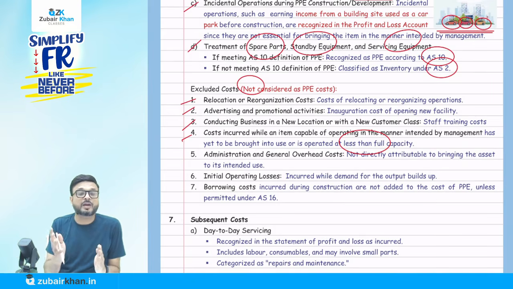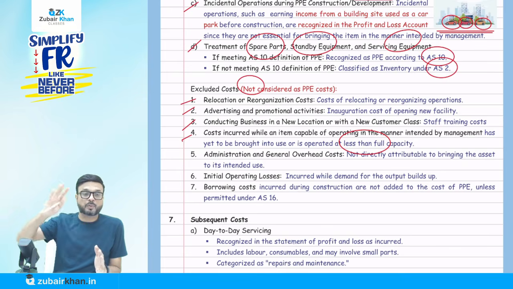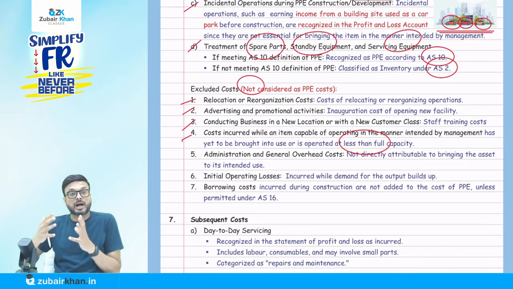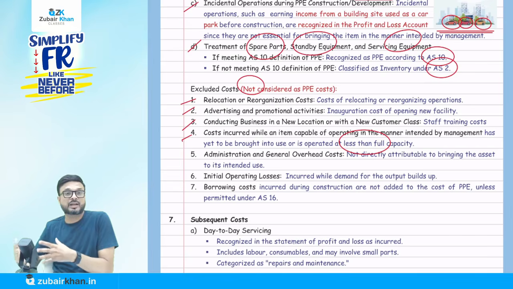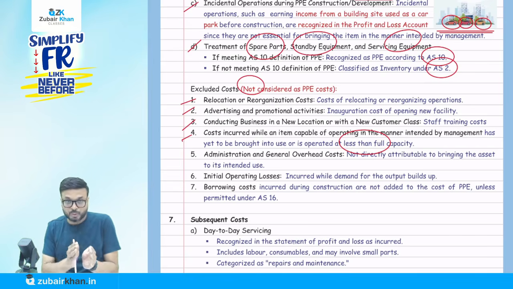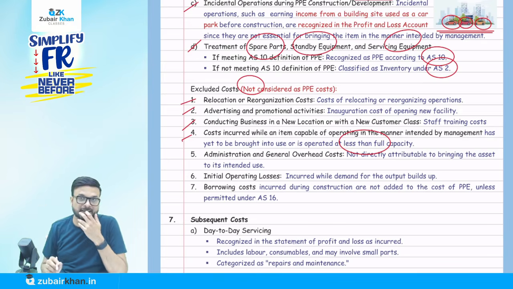After that, you cannot add any cost you have incurred to the cost of the PPE. Even if the machinery is not working at full capacity, you cannot argue that any cost incurred will add to the cost of the PPE. No, it has already come into the position intended by management. So we cannot recognize anything after that.